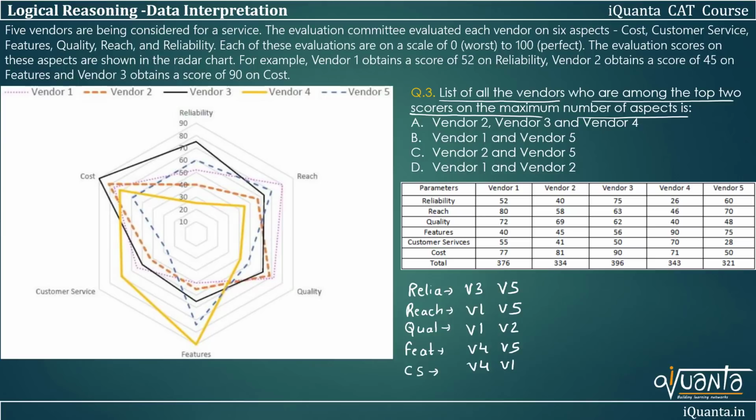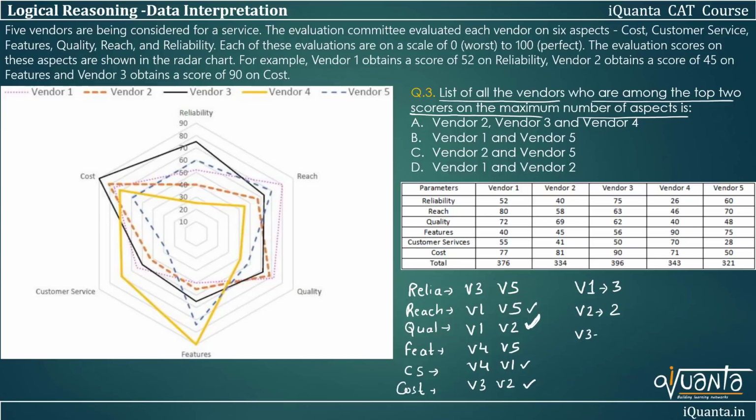At last we'll talk about the cost. In cost, the top two scorers are vendor 3 and then vendor 2. So now we have the top two scorers from all the aspects. So if we talk about vendor 1, he's among the top two scorers in how many aspects? 1, 2, 3. Then if we talk about vendor 2, he's among the top two scorers in how many aspects? Here and then here. So he's among the top two scorers in 2 aspects.